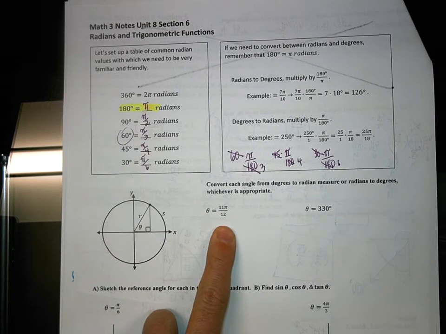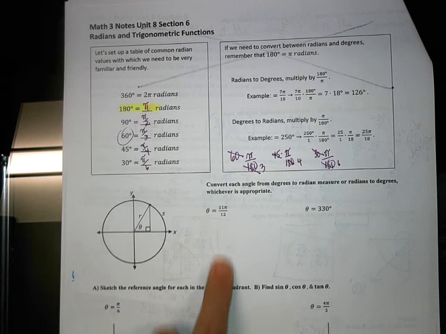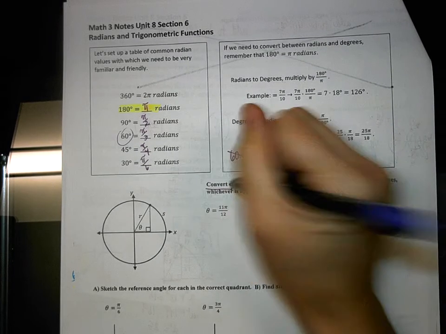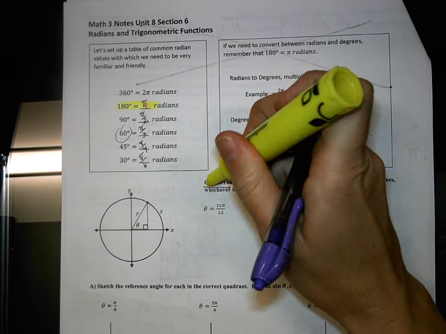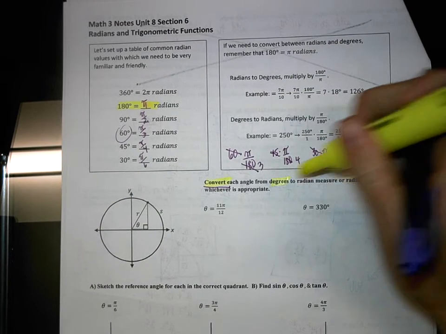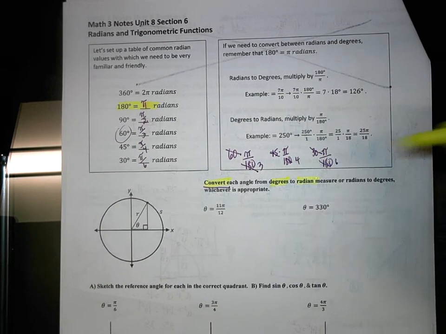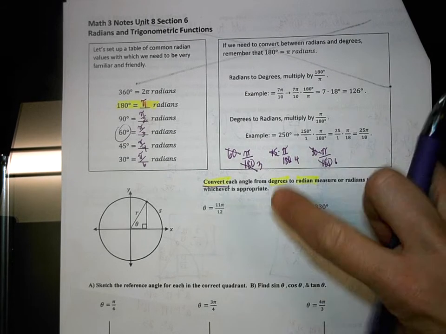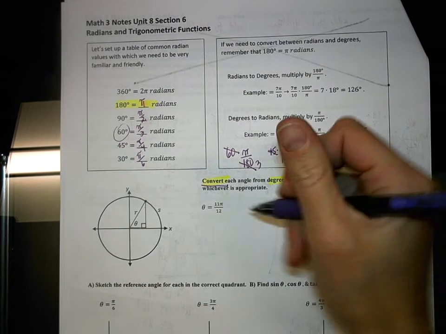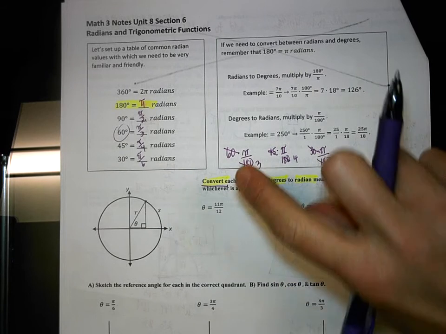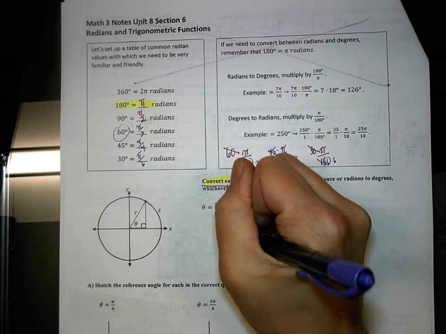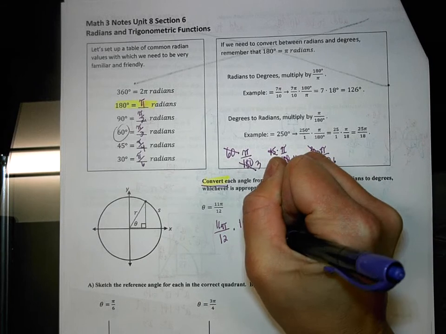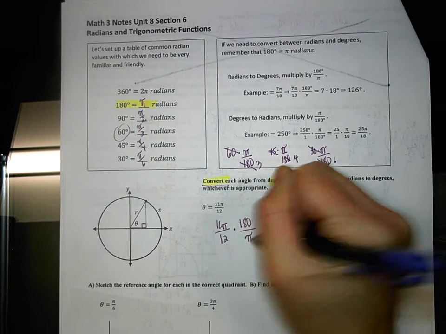We can also go the opposite direction, okay? And so if you have pi and you're wanting to change it or convert it to degrees, we can either convert to degrees or we can convert to radians. If you're wanting to eliminate the pi and get into degrees, you would just multiply by 180 over pi. So I'm going to write this out, 11 pi over 12 times 180 over pi.